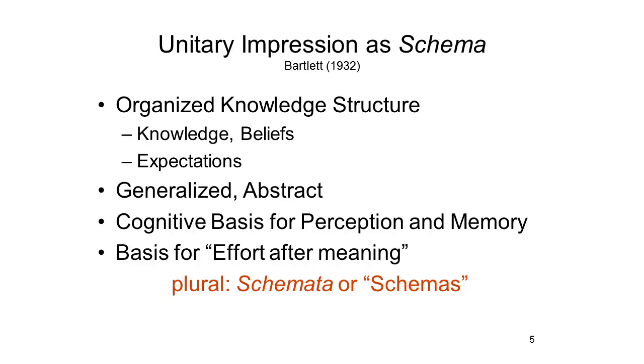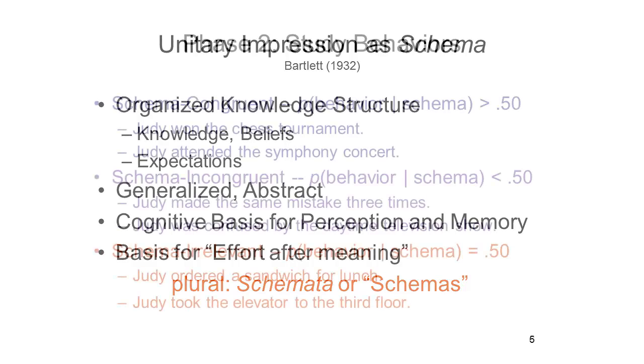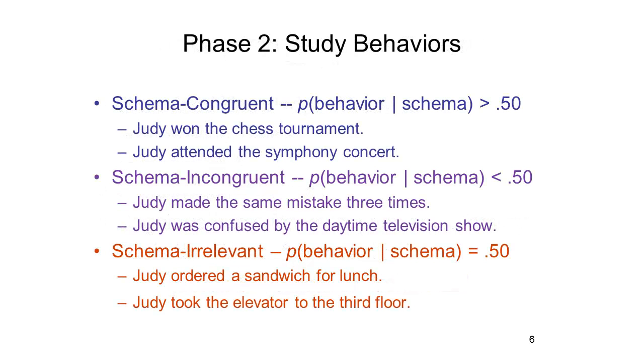Cognitive schemata are critical to what F.C. Bartlett, the British psychologist, called the person's effort after meaning, as he or she is trying to perceive and remember a world that is vague and fragmentary and ambiguous. In the next phase of the experiment, we present the subject with a list of specific experiences that the target person has had, or specific behaviors that the target person has engaged in.